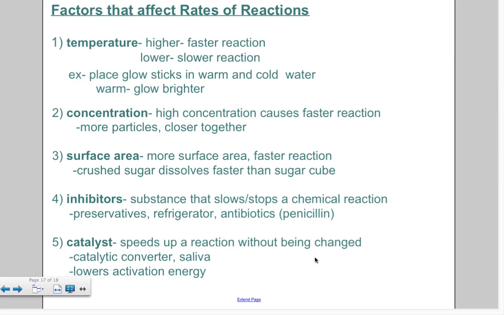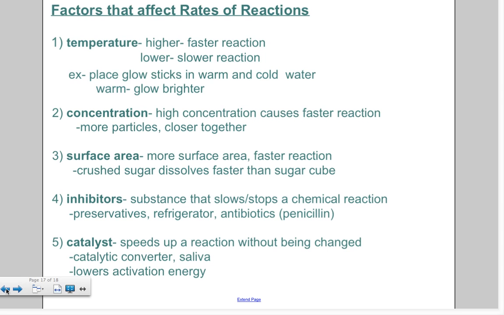A catalyst, on the other hand, is something that speeds up a reaction, but itself is not changed. In your car, it would be a catalytic converter. The catalytic converter is going to absorb or break down the pollutants and change them into carbon dioxide and water. Another catalyst would be saliva. The catalyst speeds up the reaction and lowers the activation energy. In other words, it doesn't need as much energy to get the reaction started.